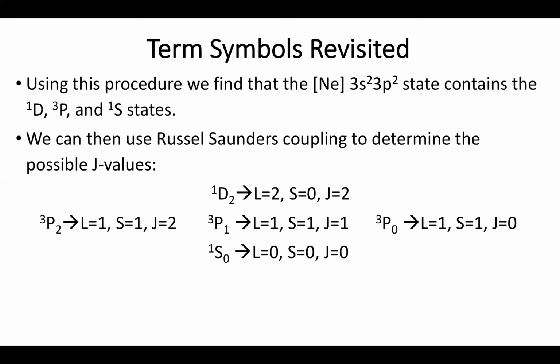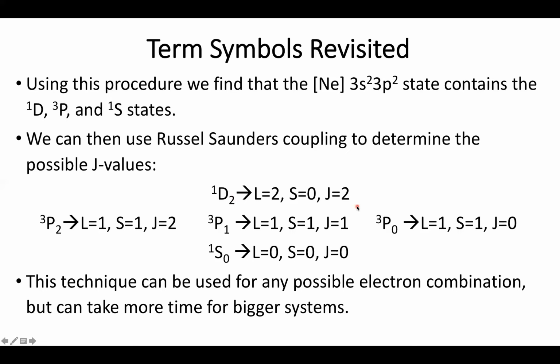So when you're dealing with 2 or more electrons in a P, a D, or an F shell, I highly encourage you to take the time, use the slower process, figure out your microstates, and make a square diagram. So this process is going to be very universal, but it can take a lot of time for bigger systems. So try and give yourself some practice.